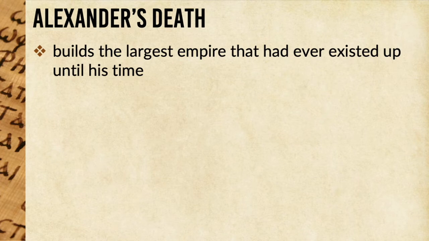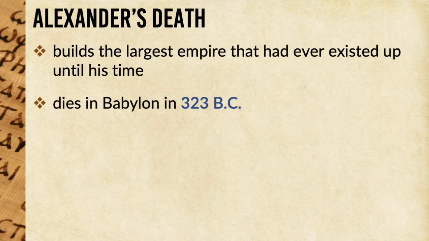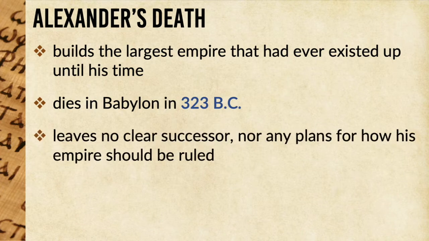We remember that last week we talked about the fact that Alexander died in Babylon in 323 BC. He was very, very young after having built this empire. He then dies, and there's a lot of questions historically about whether he died of natural causes or whether he was poisoned. That's a question that historians are going to argue about probably for a very, very long time and never come up with a conclusive answer to that. But the long and short of it was, when Alexander died, he left no clear successor, and he left no plans for how his empire was going to be ruled.